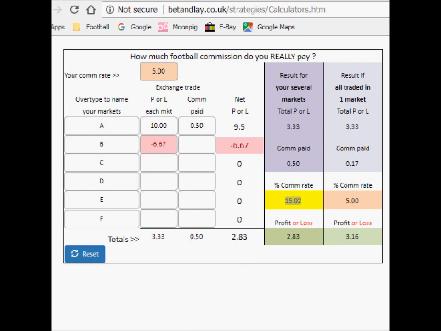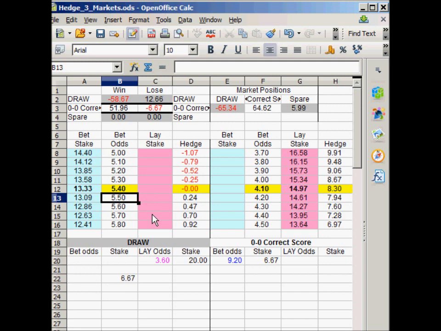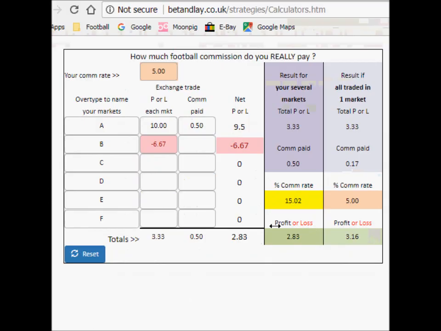Now if we go back to the spreadsheet and put that 6.67 back in there, and if we were to do the whole trade in correct score, we know that we will come out with the same profit, because we broke even at 5.4 using the other method. So whatever odds we make here, we should come out with £3.33 profit, but we would only pay 5% commission on the £3, so it would cost us about 16 or 17p, whereas this method is costing us 50p, and we're paying a 15% commission instead of 5. Okay.